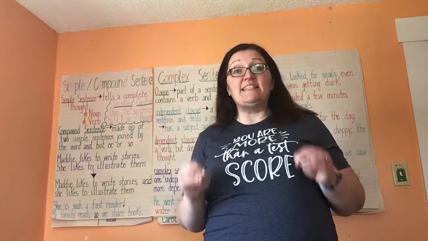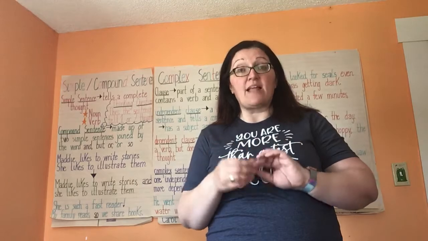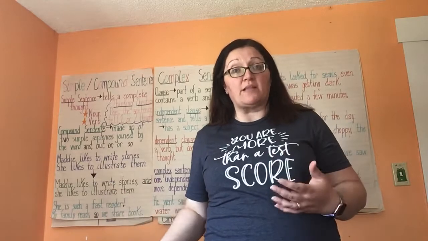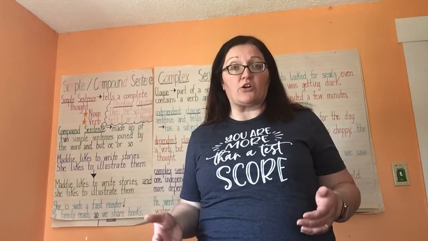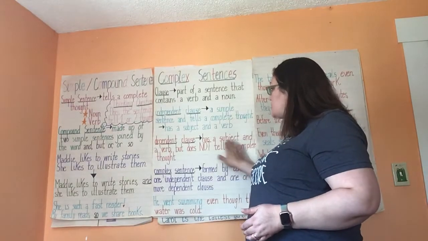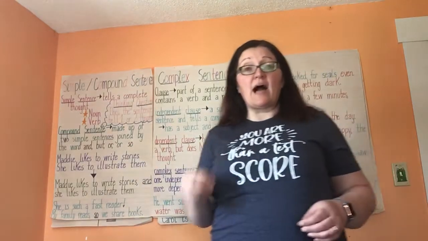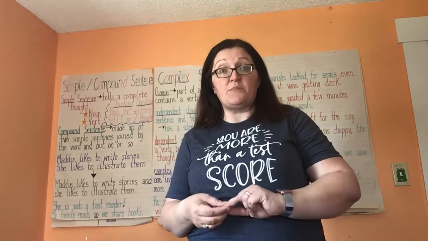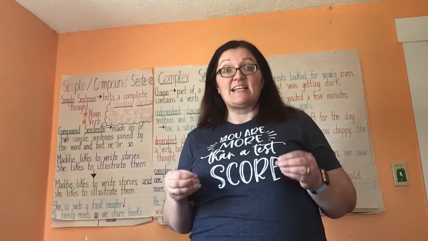The second type is a dependent clause. A dependent clause still has a noun and a verb, but it can't be written by itself. You have to add more to it for it to make sense. They don't make sense by themselves. They sound weird if you write them as a sentence. So it has a subject and a verb, but does not tell a complete thought. In order to write a complex sentence, you have to write an independent clause and a dependent clause. Those two things go together to make a complex sentence.